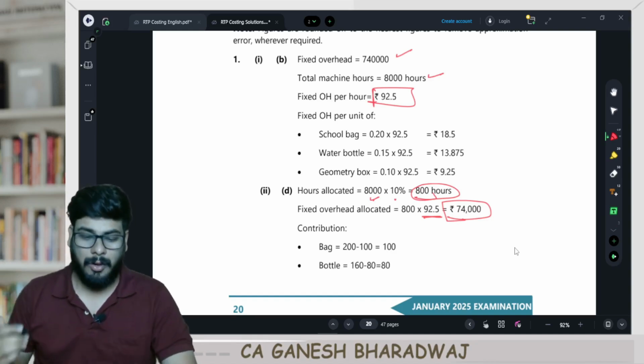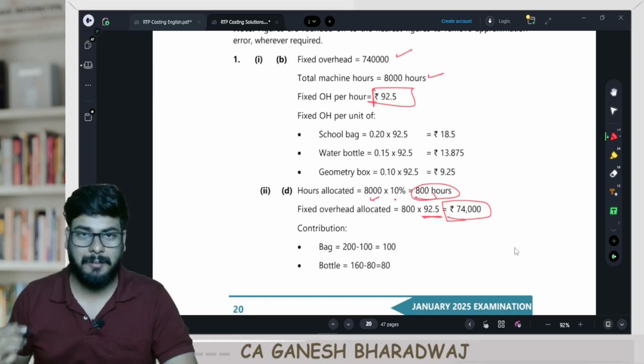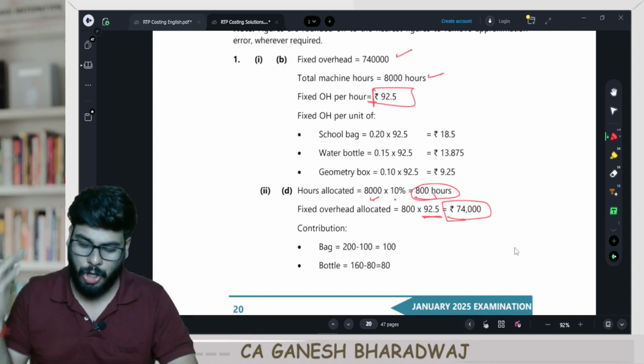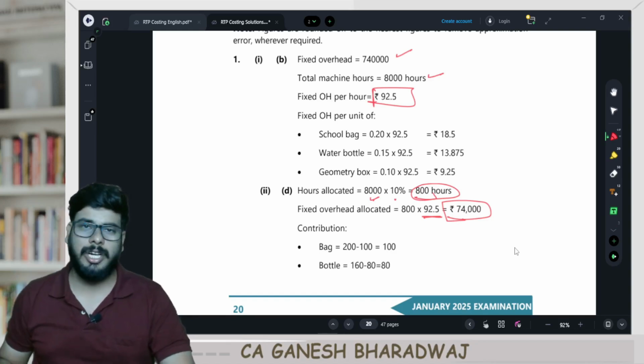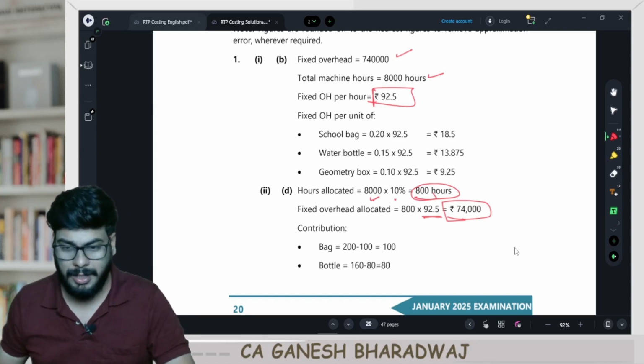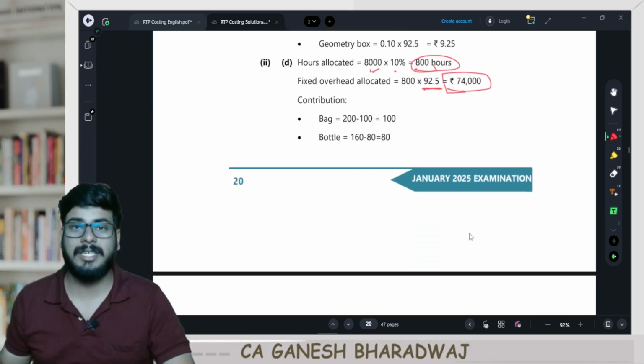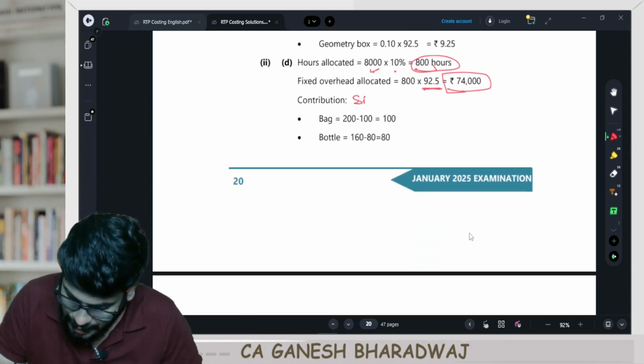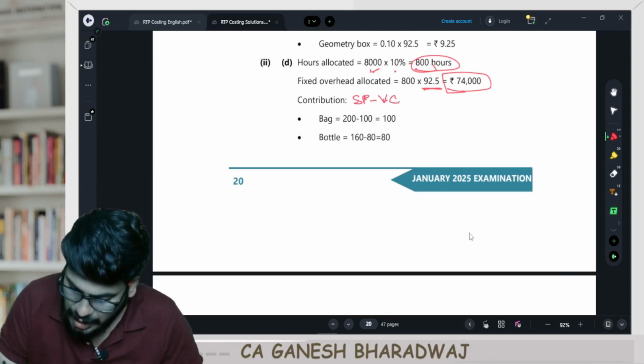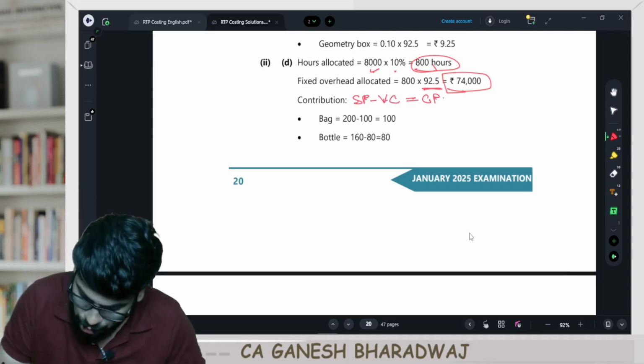Now, there are 3 products. What are the 3 products? You have school bag, water bottle, geometry boxes. Now we need to calculate the contribution per unit for each of these 3 products. For each of these 3 products, they have given the selling price. They have also given the variable cost. Selling price minus variable cost gives you contribution per unit.